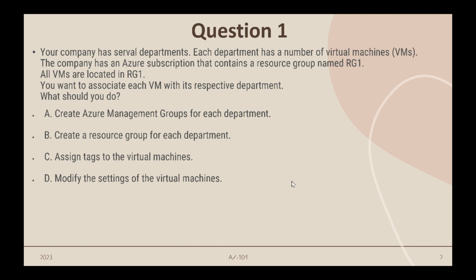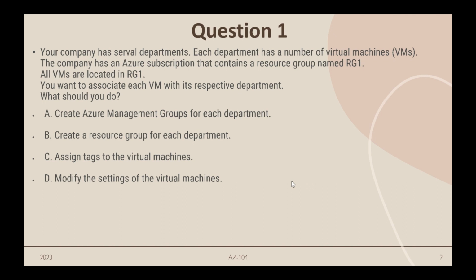What should you do? Your options are: A, create Azure management groups for each department. Option B, create a resource group for each department. Option C, assign tags to virtual machines. Then there is option D, which says modify the settings of the virtual machines.